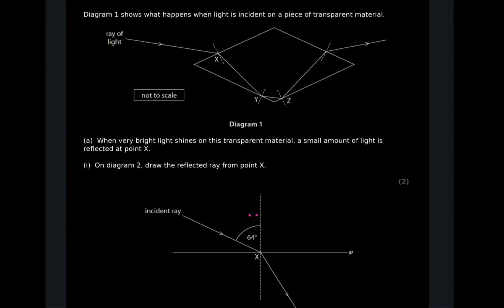Now, diagram 1 shows what happens when light is incident on a piece of transparent material. We have a ray of light moving into point X. It goes through Y, Z, and then it is refracted on the other end, and then it emerges out of the transparent material. In part (i), we are supposed to draw how the reflected ray will go from point X. And this is exactly what you will have.